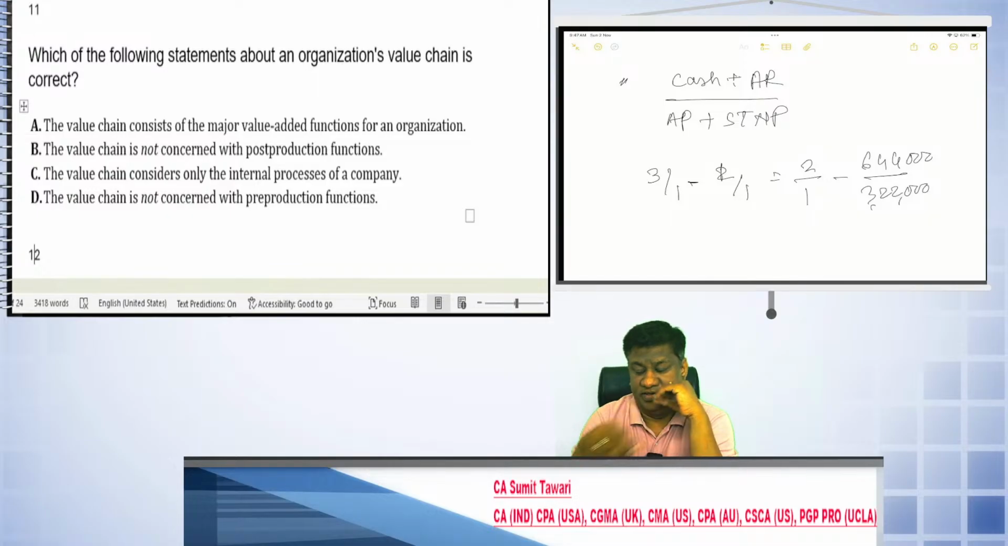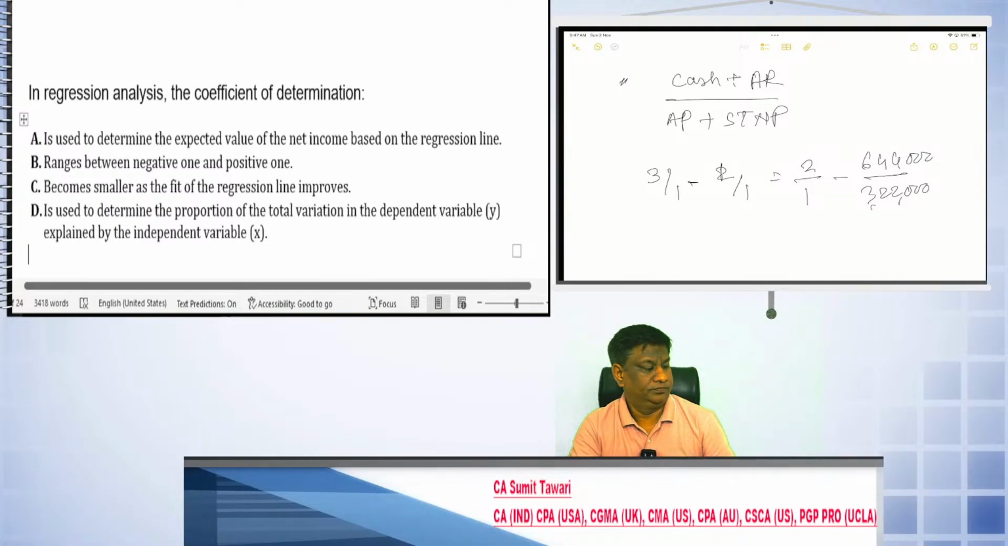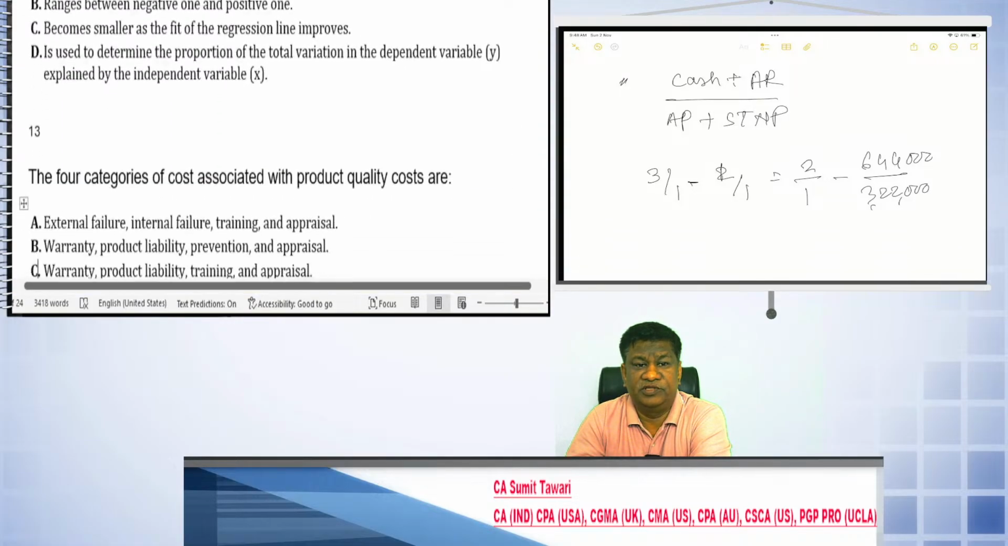Yes, sir. A. Correct. Question number 12. D, sir. Yeah. So in regression analysis, we generally calculate the dependent value on the basis of the independent variable. Question number 13.